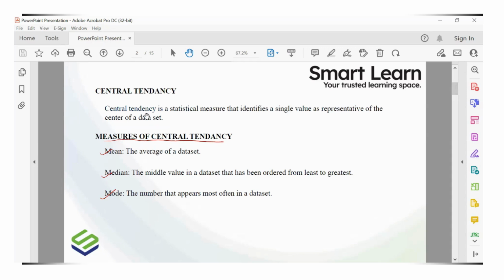Central tendency is a statistical measure that identifies a single value as representative of the center of a data set. Here three measures are there. One is mean, that is the average. Median, the middle value. Mode, the number that appears most often in a data set.